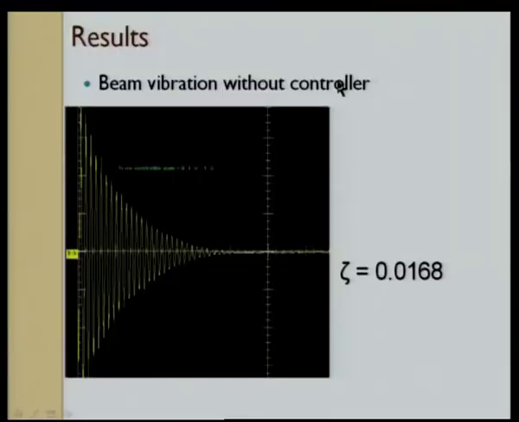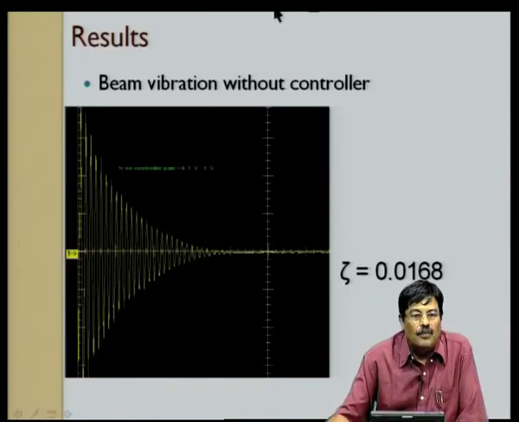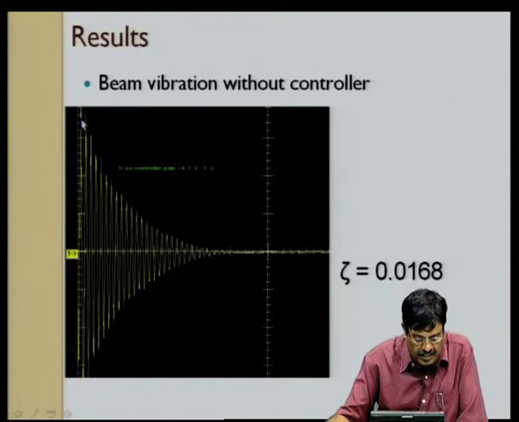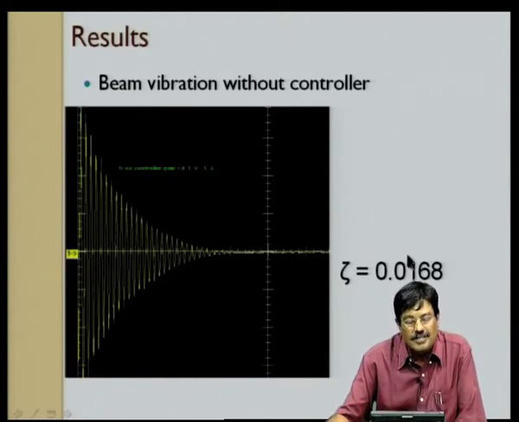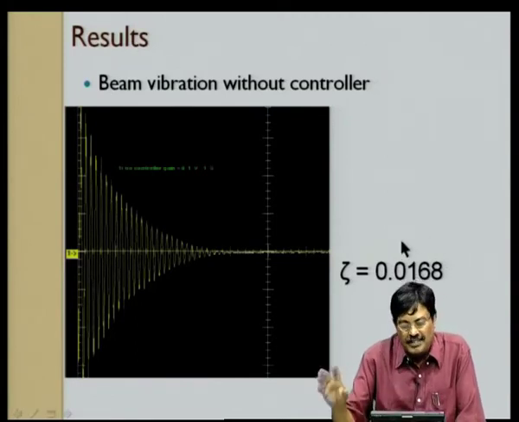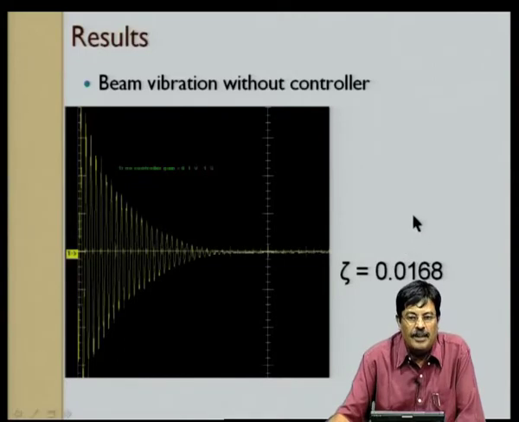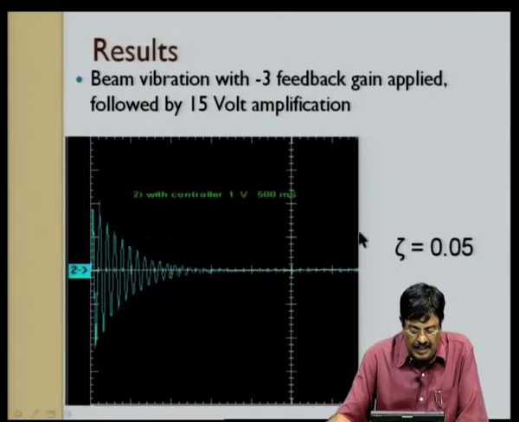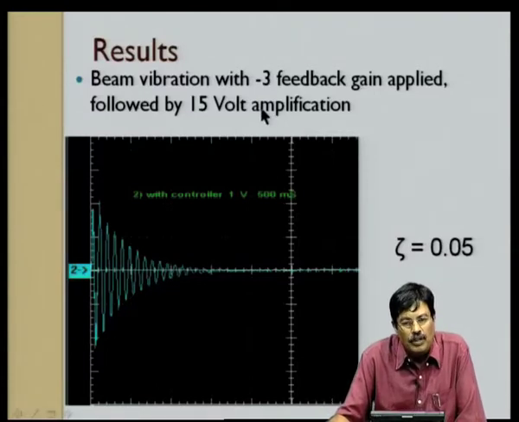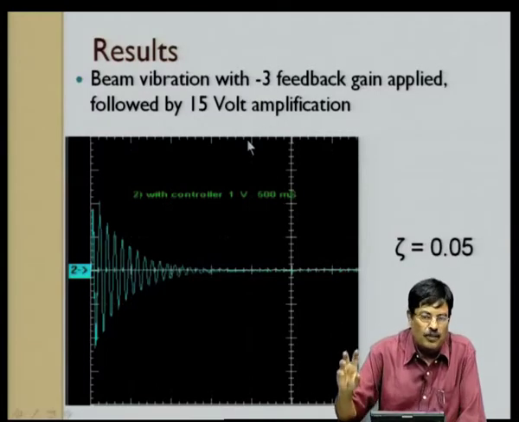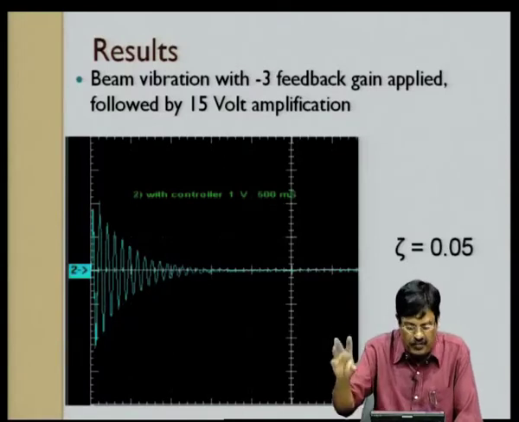So, this basically gives the response without vibration. You see that there is a peak vibration here at the start, and it starts to decay after some time, where the damping was 0.0168, that is the ratio of the actual damping to the critical damping. And then after the 3 feedback loops with 15 volt amplification, we have to amplify the voltage coming here to 15 volt.